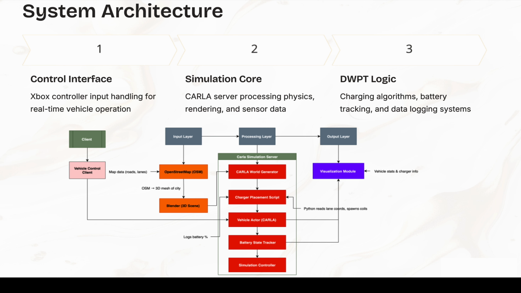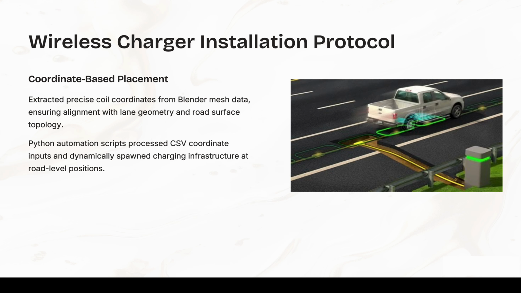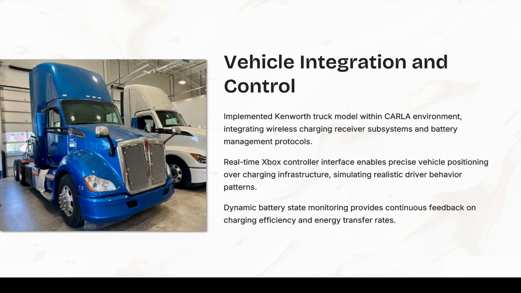Then we have the output layer, where we visualize the charging efficiency of the batteries while on the chargers. Now, how were we able to set up our chargers in our simulation system? We use coordinate-based placement. That means we extract precise coordinates from Blender mesh data to ensure alignment with the road surface. Then we pass this extracted data into a Python automation script and spawn the charging infrastructure on our roads in the simulation system.